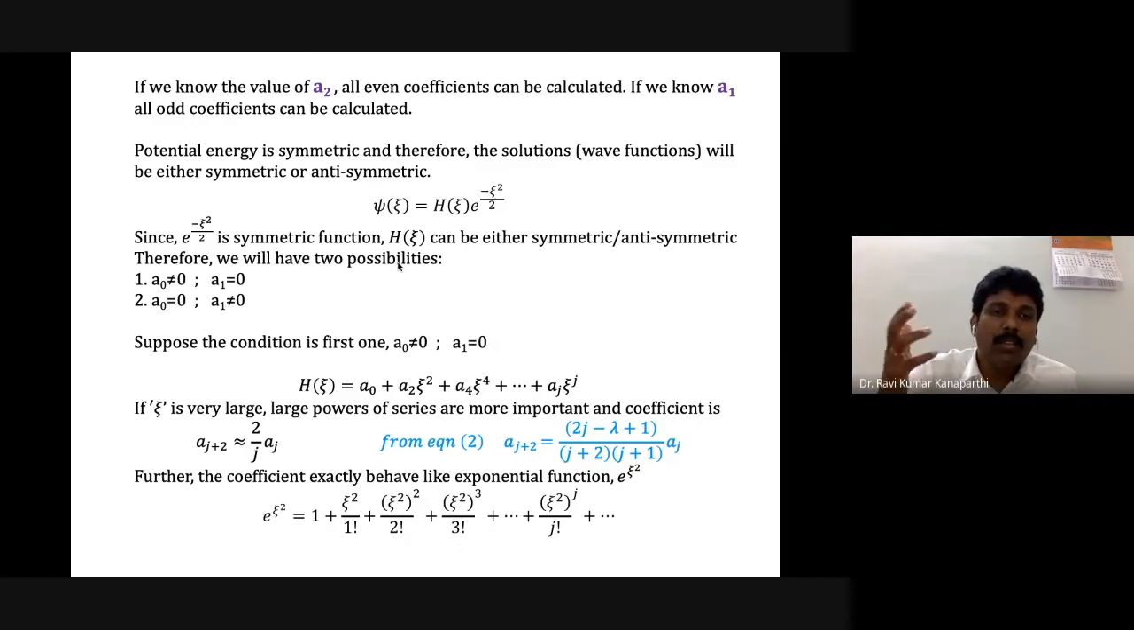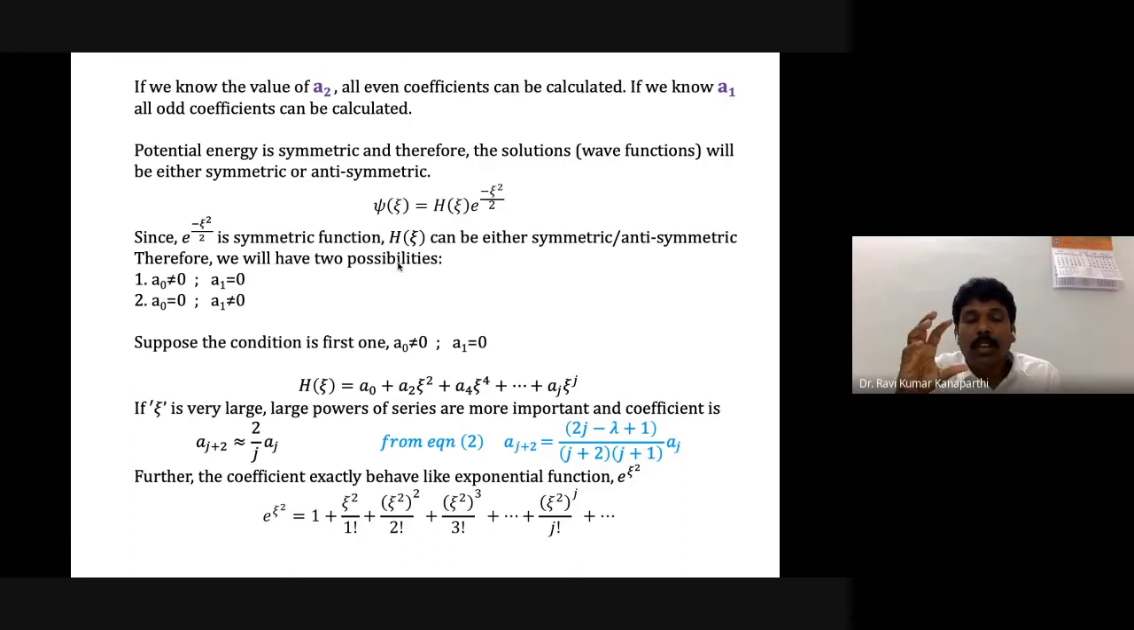Now let us ignore that, let us consider only the even solutions. For even solution, the condition has to be a0 should not be 0, but a1 has to be 0. So if a1 is 0, all the odd terms will be 0, right? All the odd terms coefficient will be 0. Therefore, every odd term basically vanishes. Only the even terms will be left over.